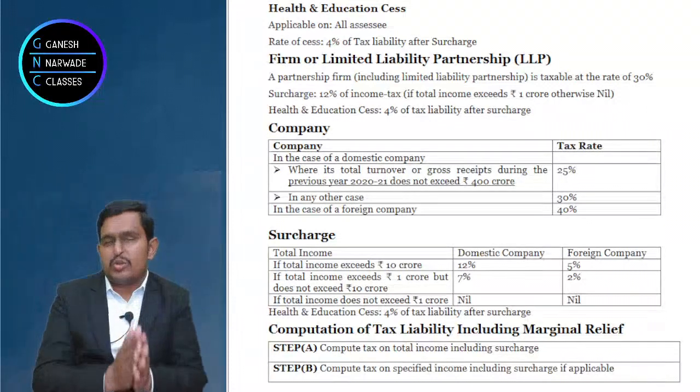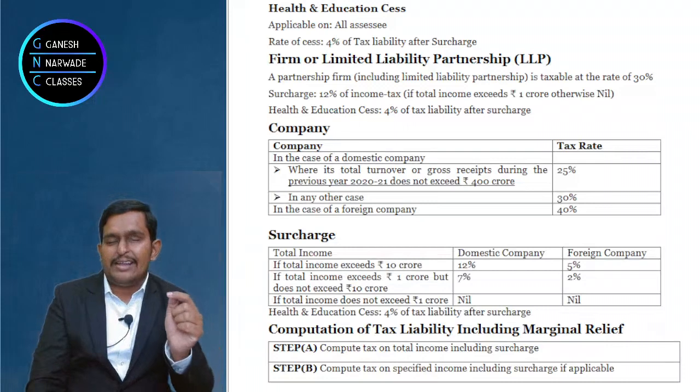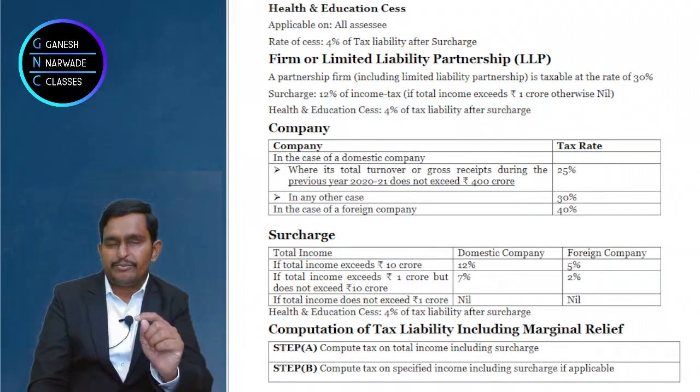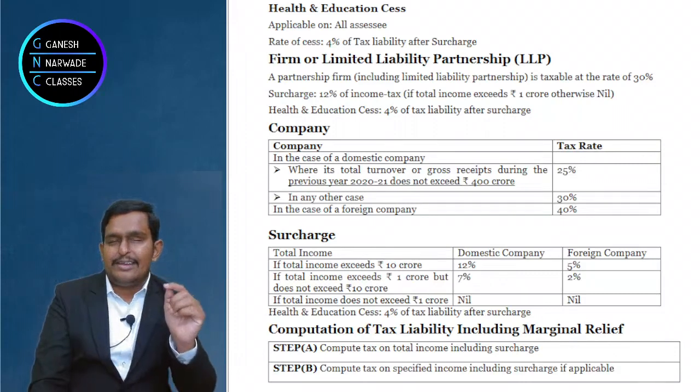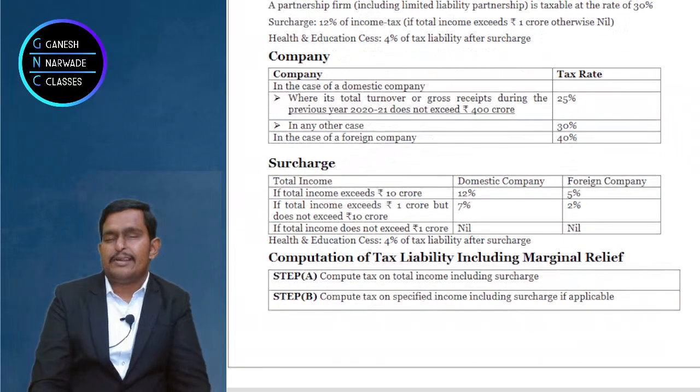Government should give some support to small companies, right? So government said, if your turnover in the financial year 2020-21 is less than 400 crores or up to 400 crores, then tax rate for such company is simply 25%. If your turnover for 2020-21 financial year is more than 400 crores, then 30% rate of tax.